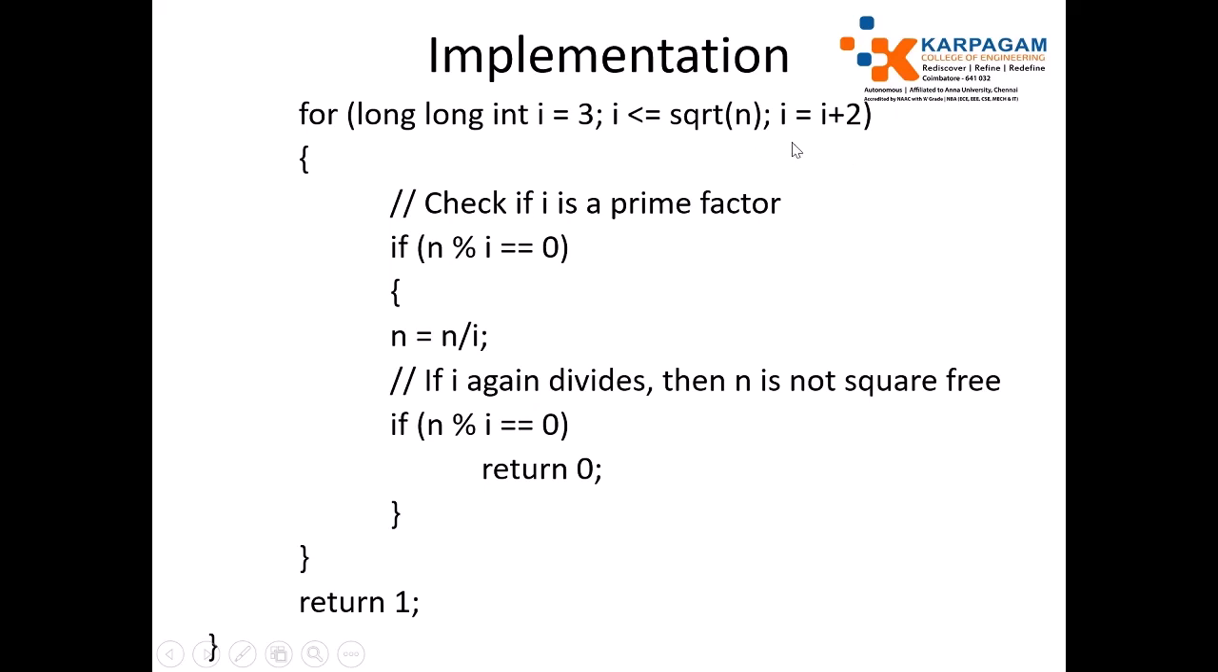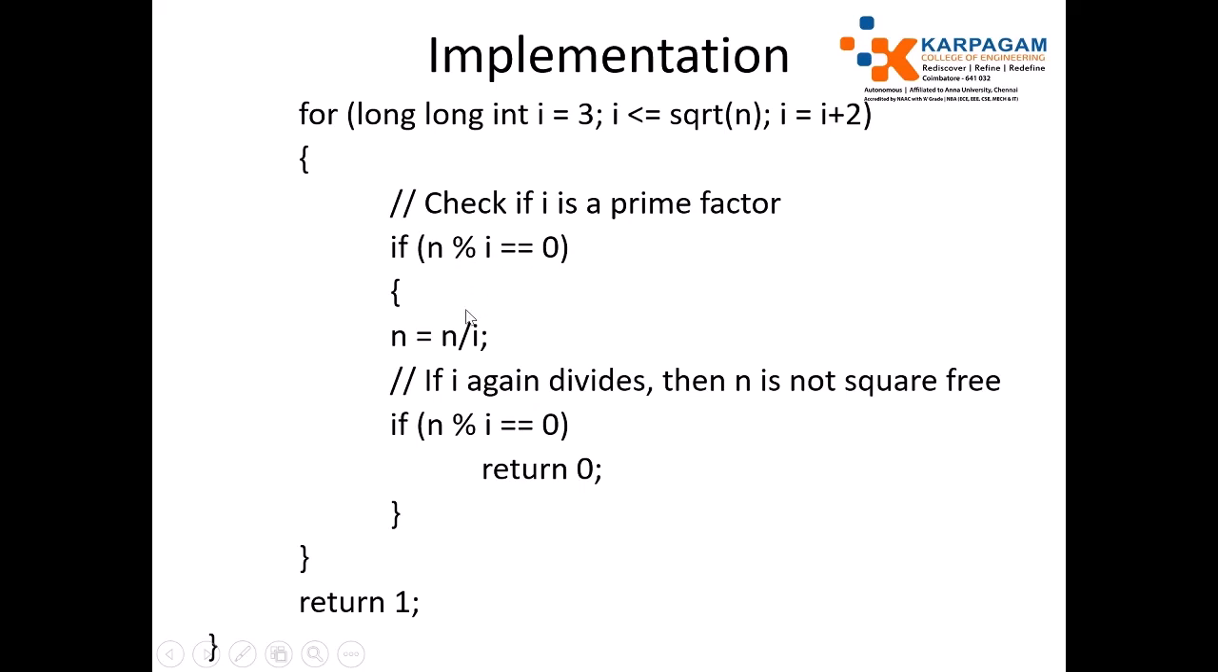You can increment by 2 rather than using i equal to i plus 1, just use i equal to i plus 2. This skips the even numbers. And you check whether the particular number is divisible by the iterator variable. If it gives 0, there is a prime factor. So if n remainder i equals 0, then i is a prime factor.